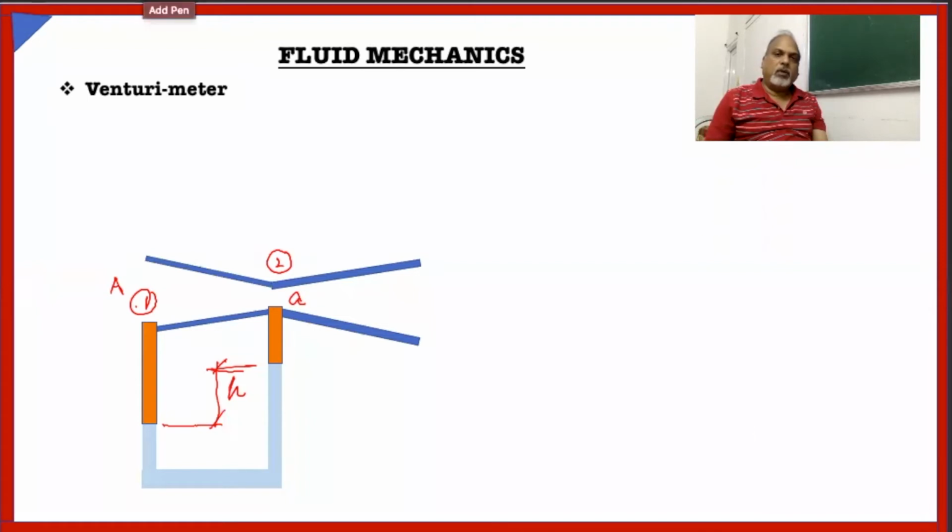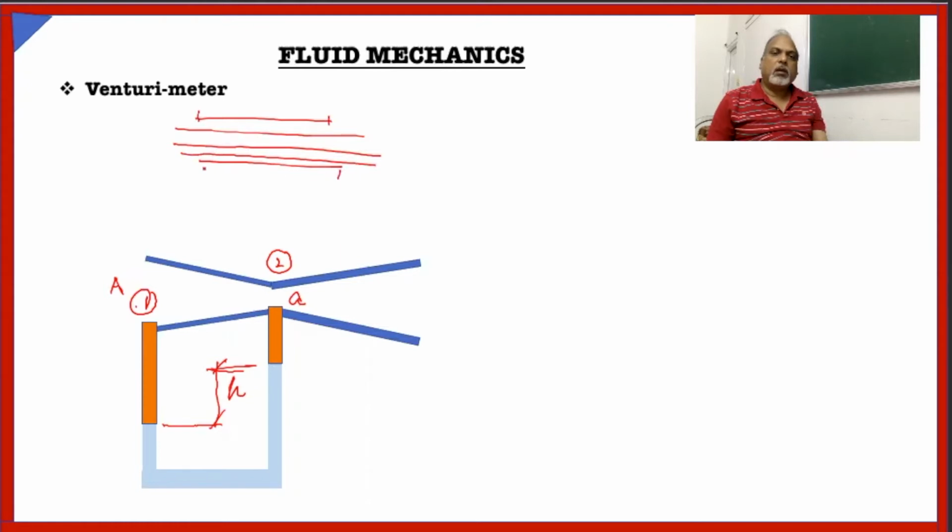Suppose you have a pipe. Water is flowing through this. These are the streamlines. These streamlines never cross each other, correct? Now you want to find out what is the velocity of the flowing water inside this tube, or any liquid inside this tube.